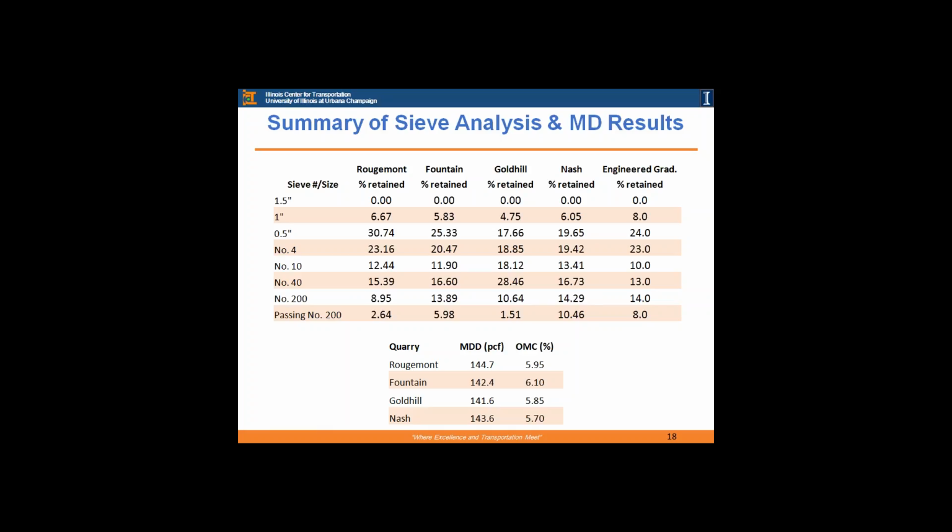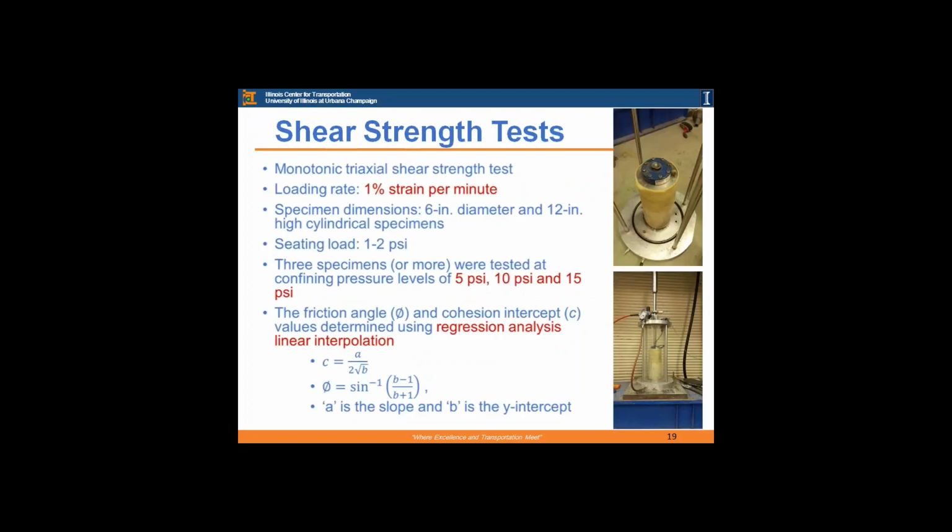And if you see, all the materials tested at the engineered gradations had this gradation with 8% passing number 200. The source gradations were variable. The highest passing number 200 was 10.5%. The lowest was around 1.5%. And the gradations are quite different from the engineered gradation at which the materials were previously tested.